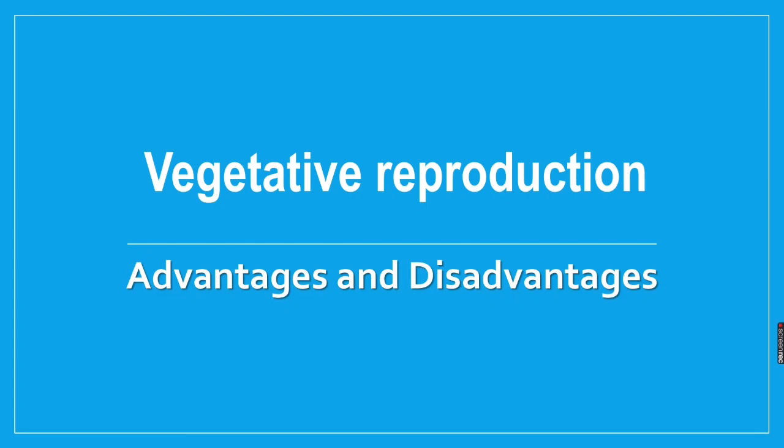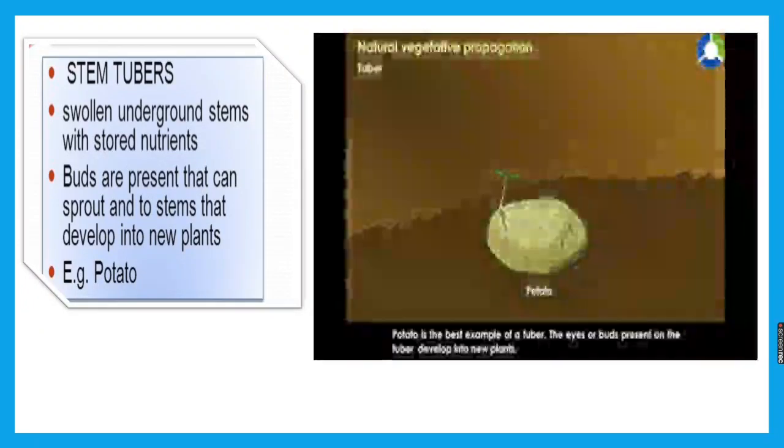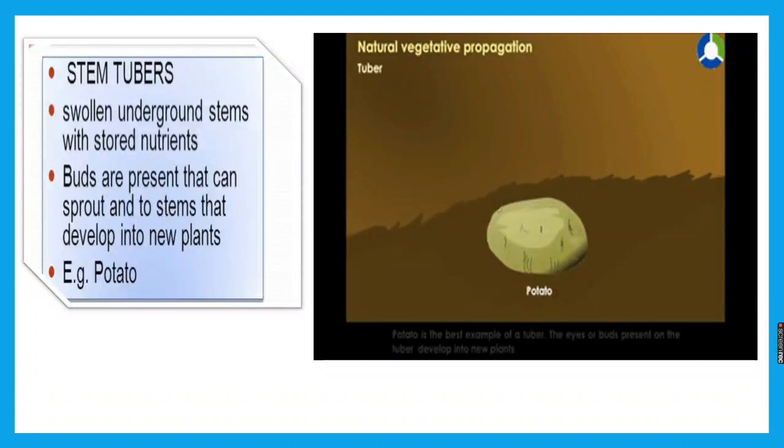Today we will learn about vegetative reproduction, their advantages and their disadvantages. So let's revise all the types of vegetative reproduction. The first type of vegetative reproduction is tubers. The best example for a tuber is, yes, great, potato. So, a potato is the best example of a tuber.